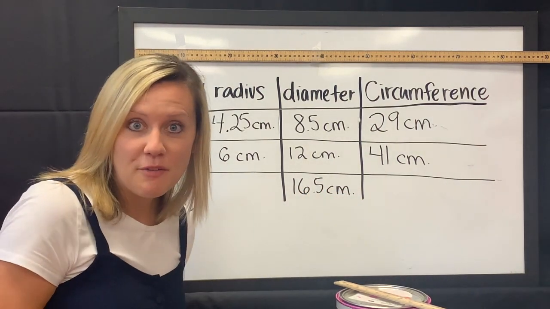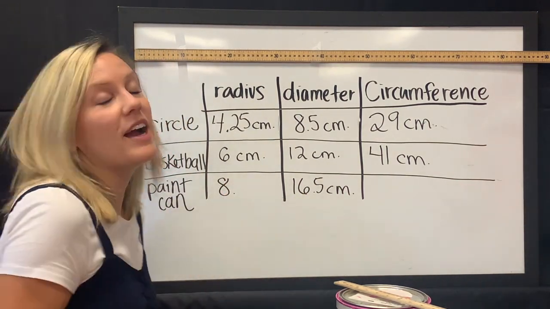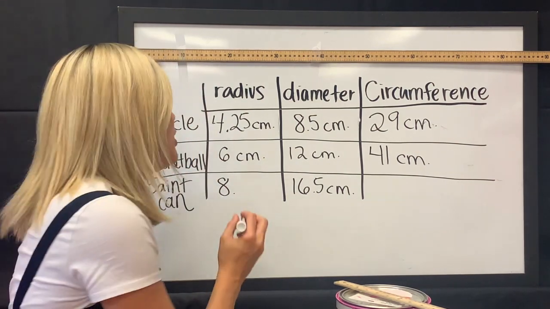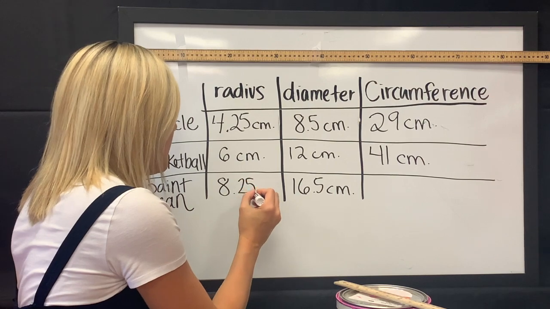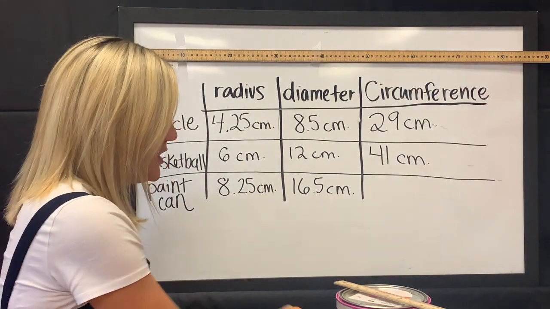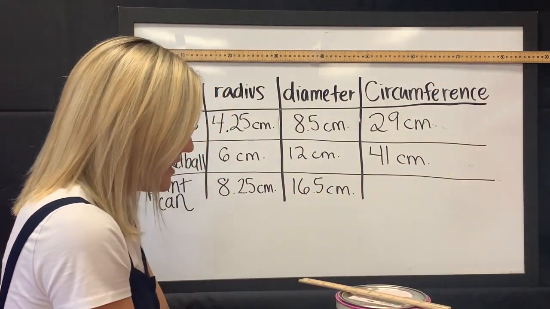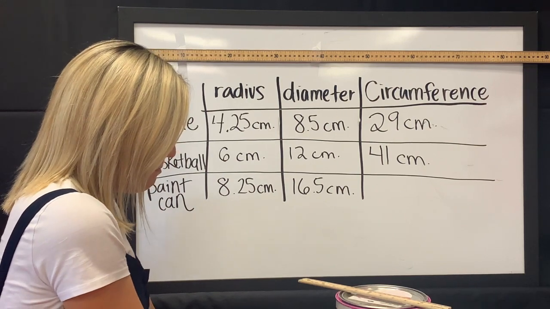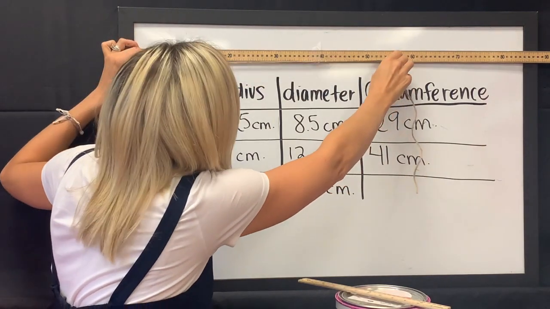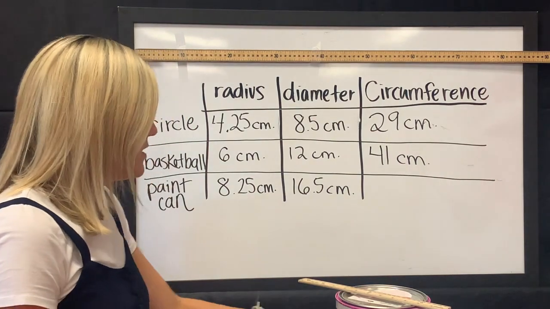So half of that would be the radius. Half of 16 is 8. And just like before, half of 0.5 or 50 cents is 0.25 or 25 cents. Now I need to measure the circumference. So I'm going to again use my piece of string and then hold it up to my yardstick. Okay, it's about this long all the way across, which is about 53 centimeters.